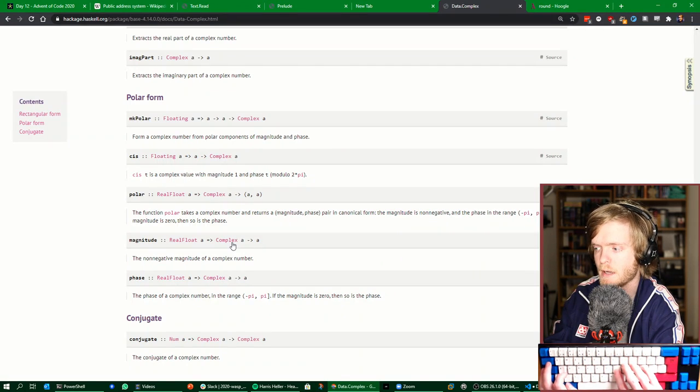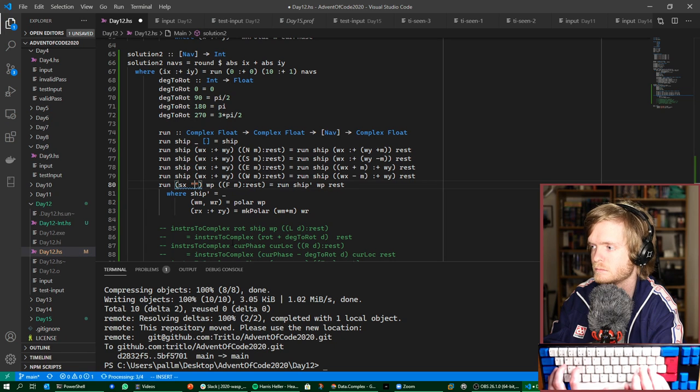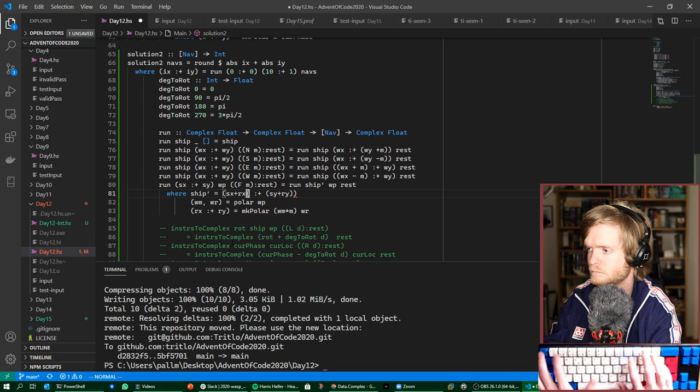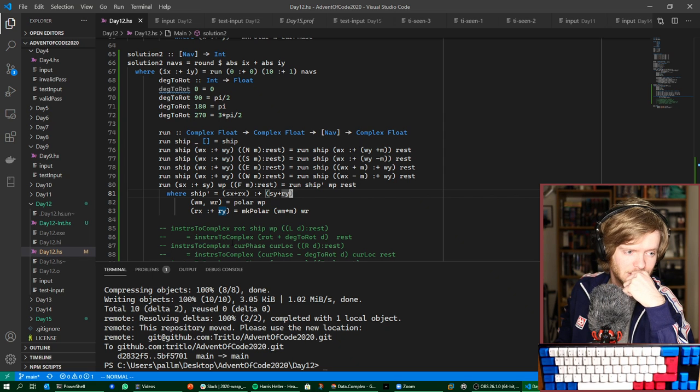And now I wish I could just add these two. So let's just say SX plus SY is going to be SX plus RX, RX plus SY plus RY, I think. Then we moved forward in the direction of the waypoint, relative to the ship.